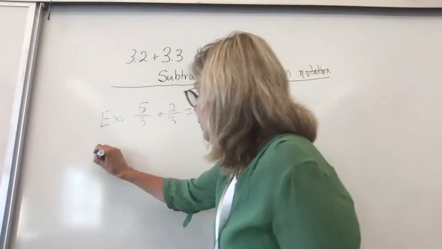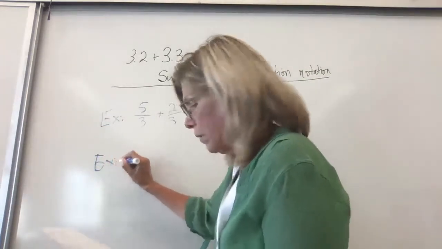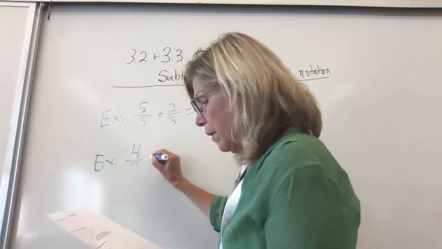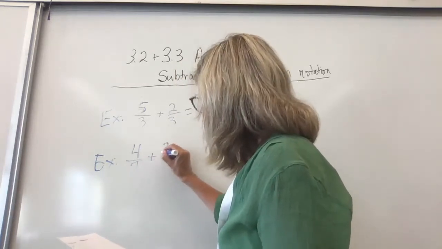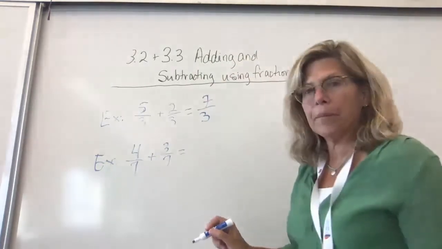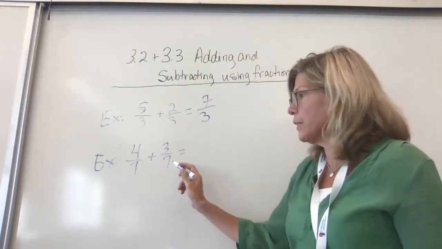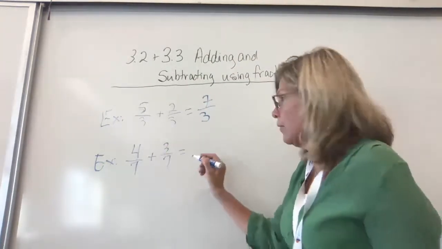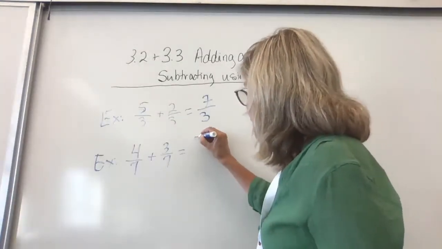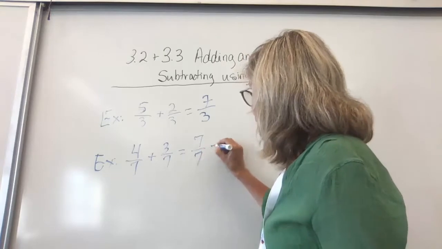Another example is 4 over 7 plus 3 over 7 gives you, and here again, the denominators are the same. You can just add the numbers together on the top, the numerators, pardon me, and that gives you 7 over 7, which equals 1.